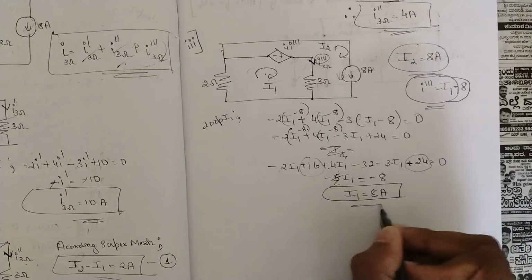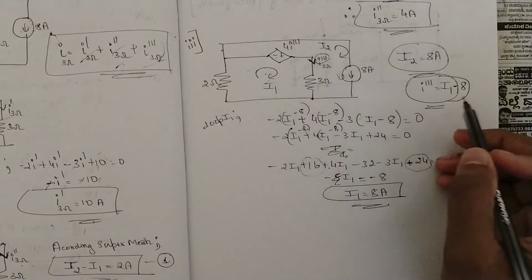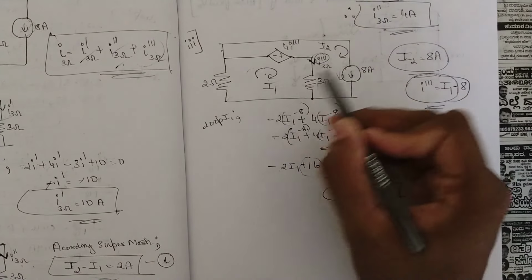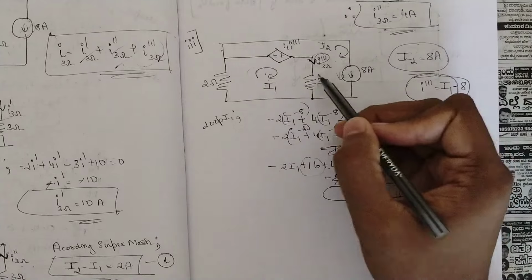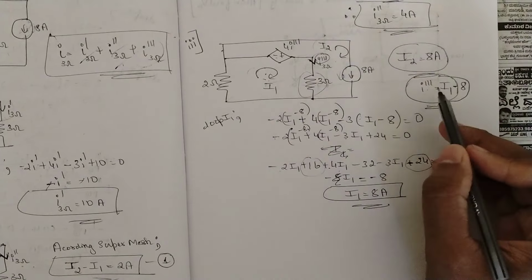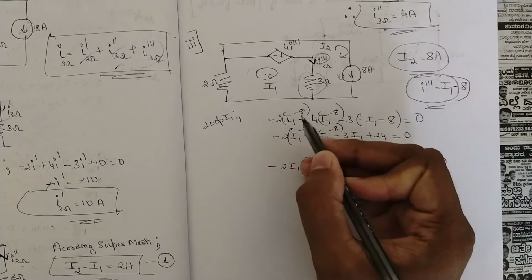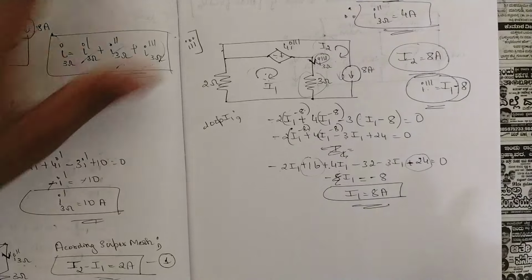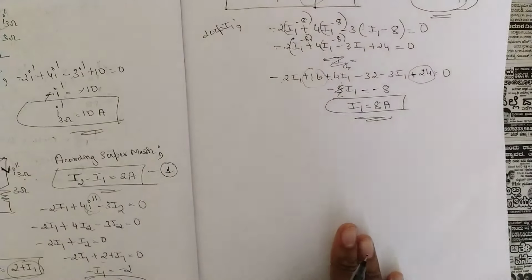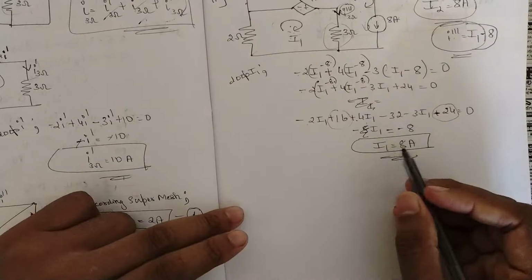Okay, make that change. I triple dash is equal to I1 minus 8, not I1, because this I triple dash is between I1 and I2, right? This 3 ohm resistance is between I1 and I2, and the value of I2 is equal to 8. I triple dash is equal to I1 minus 8. So minus 2 into I1 minus 8. Make that change. Okay, so this is the value of I1 we have got here.